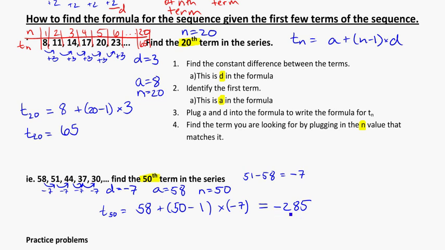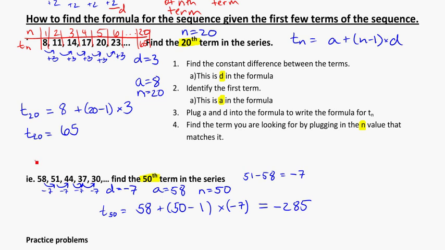And that's okay that it's a negative number. If you want to think about what's happening here, again, as my terms keep going on, as I continue the sequence, each of these numbers is getting smaller and smaller and smaller. So eventually I'm going to reach 0, and then I'm going to be going into negatives and becoming more and more negative. So negative 285 makes sense.